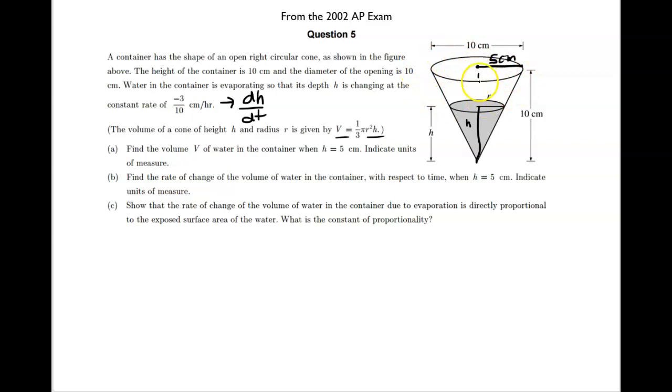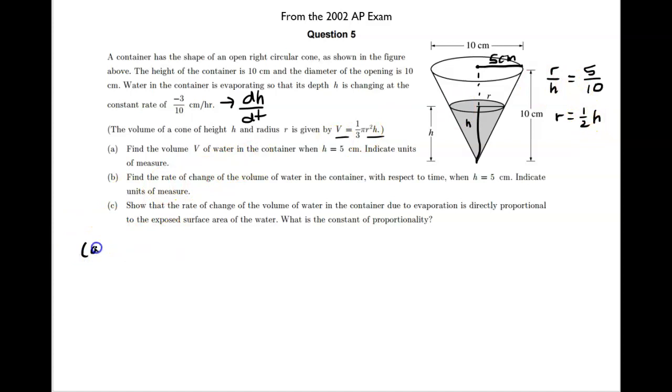So there's actually some similar triangles happening here. My radius over my height always has to be equal to 5/10, no matter where I'm at within this cone. And this is an important property of cones to keep in mind on these types of problems. So in other words, that means that my radius is always half of my height. If I simplify this, this is 1/2 and then multiply by the height.